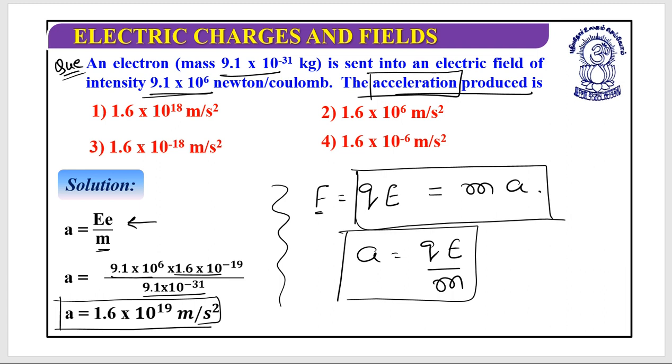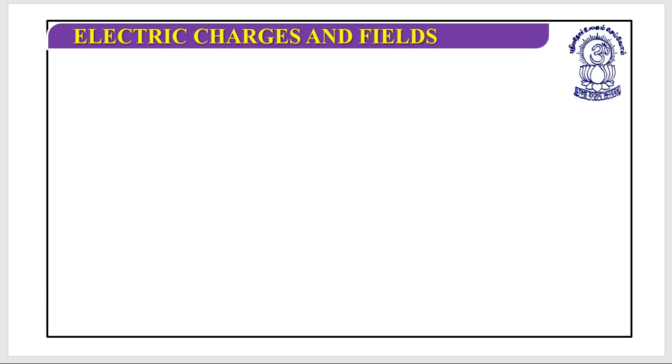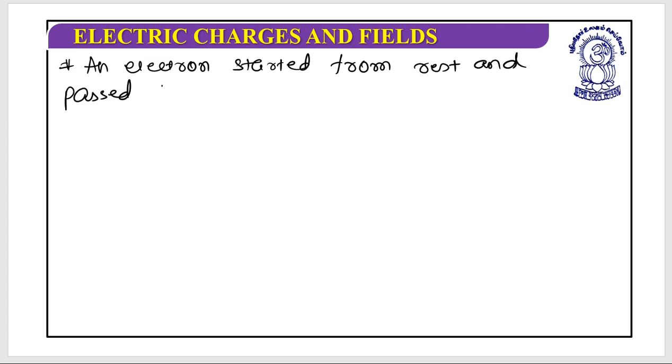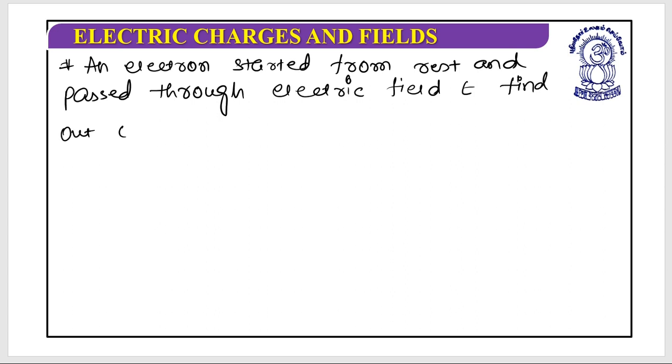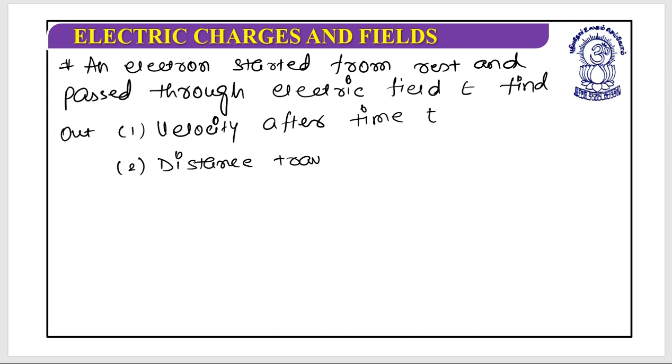Okay, shall I add something to this question? Let's say they say that an electron started from rest and passed through electric field E. Find out first, the velocity after time t, and second, the distance traveled by the electron in time t.